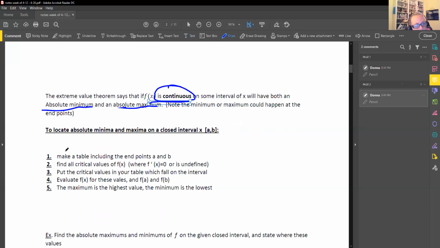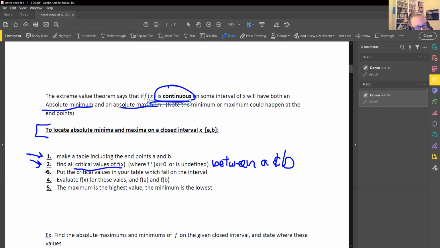Okay, so how do we locate absolute extrema? It's a little different than relative, but not much. You make a table. You include the two endpoints of x that you're interested in, and then you find all critical values of f, where the derivative is 0 or undefined. And we only want the critical values between a and b, because if it doesn't fall within the range of x that we're talking about, we're not interested in it. Okay, so we find all critical values between a and b.